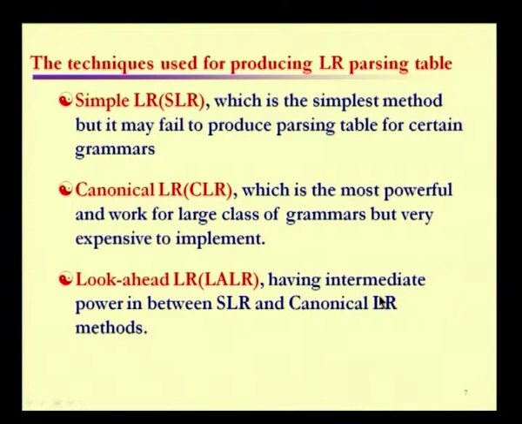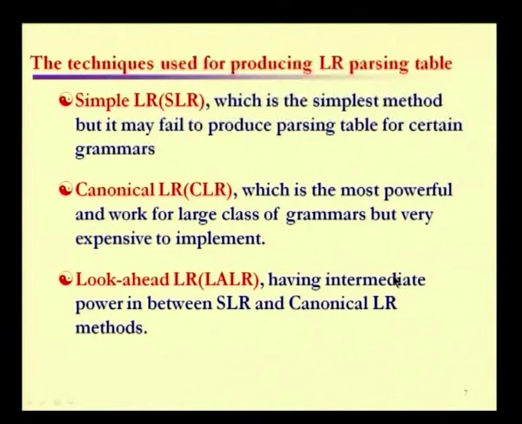As you can see, the simple LR parser has a very simple procedure for constructing the parsing table, whereas in the case of the canonical LR parser, the method used for constructing the parsing table is quite complex, and moreover the parsing table obtained for the grammar with the canonical LR construction process is also quite large. Whereas the LALR parser has intermediate power in between SLR and canonical LR.